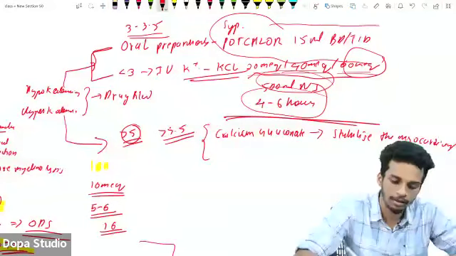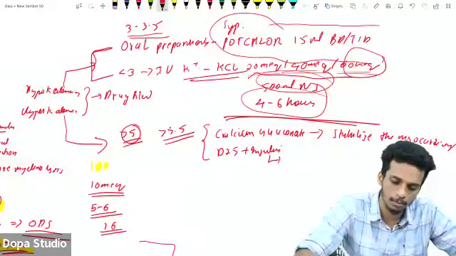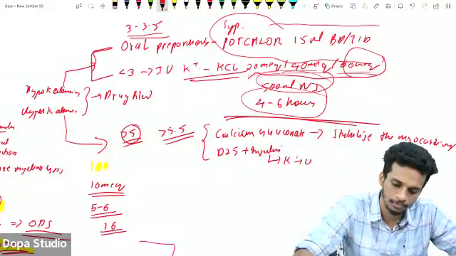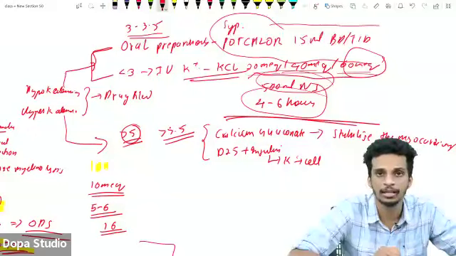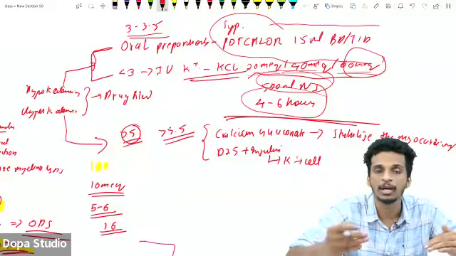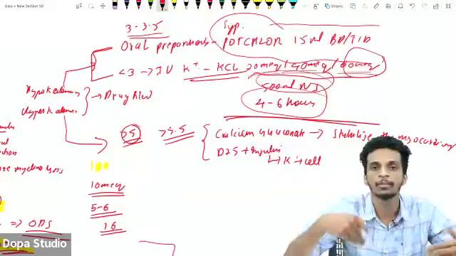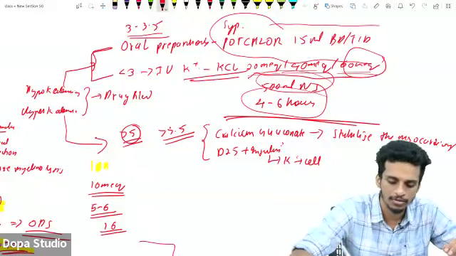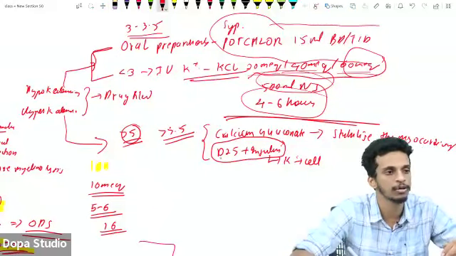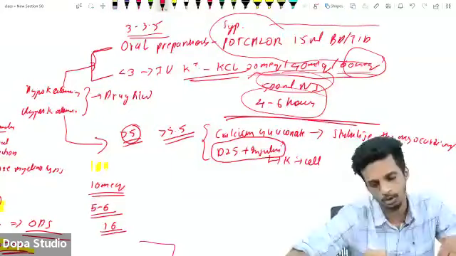Another thing I can give is D25 plus insulin, because you know that insulin causes potassium to go inside the cell. So the potassium level in blood will decrease. But what happens when we give insulin alone? The patient will develop hypoglycemia. That's why we combine dextrose plus insulin. D25 means 25% dextrose plus insulin.